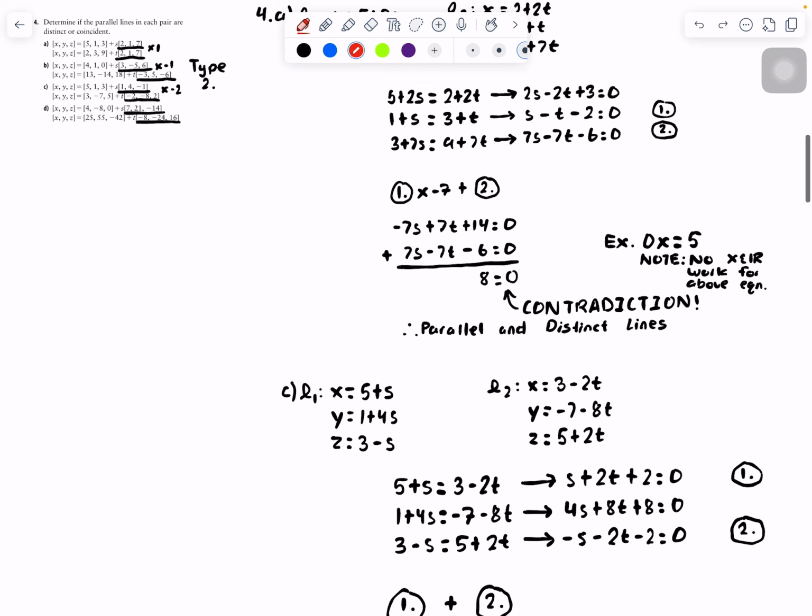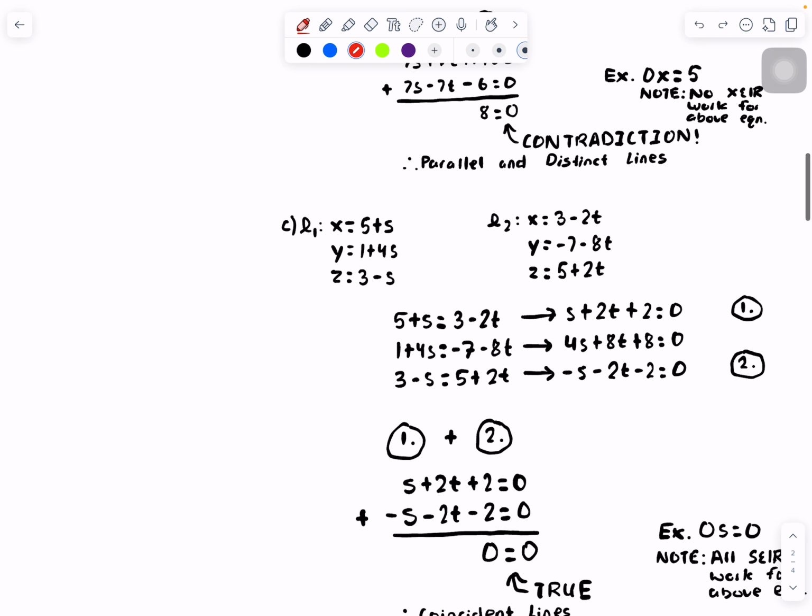Okay, part C. Same deal. I wrote the parametrics down here. I then equated like coordinates, x's with x's, y's with y's, and z's with z's. And then I moved everything over to the left-hand side, making the right-hand side equal 0 for each equation, where I usually like to line it up in alphabetical order. So I put the s's first, and then I followed it with the t's.